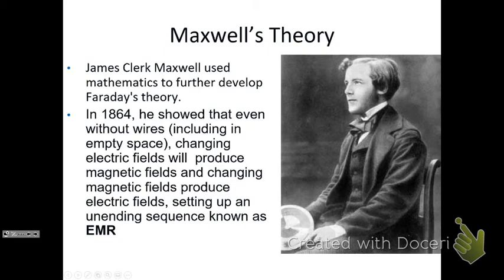So in 1864, he showed that even without wires, changing electric fields will produce magnetic fields, and changing magnetic fields will produce electric fields, okay? So it's just like it never ends, right? So an electric field produces a magnetic field, which produces an electric field, which produces a magnetic field, which produces an electric field, right? Et cetera, et cetera, right? This is setting up an unending sequence known as electromagnetic radiation. Remember, EMR has an electric wave, and it also has a magnetic wave, right? So the propagation of one helps the other one move, right? Electricity generates magnets. Magnets generate electricity, which generates magnets, okay, and so on and so on. And this is known as electromagnetic radiation.